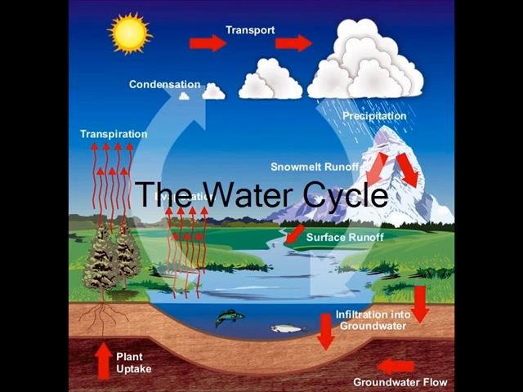Water stays in certain places longer than others. A drop of water may spend over 3,000 years in the ocean before moving on to another part of the water cycle, while a drop of water spends an average of just 8 days in the atmosphere before falling back to Earth.